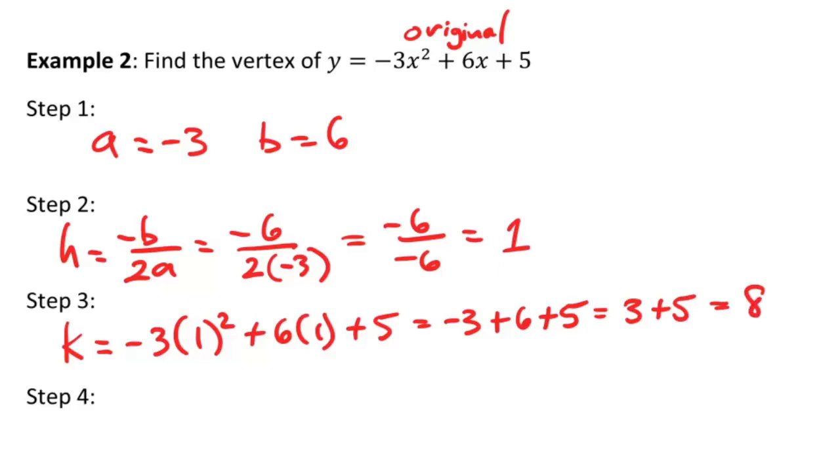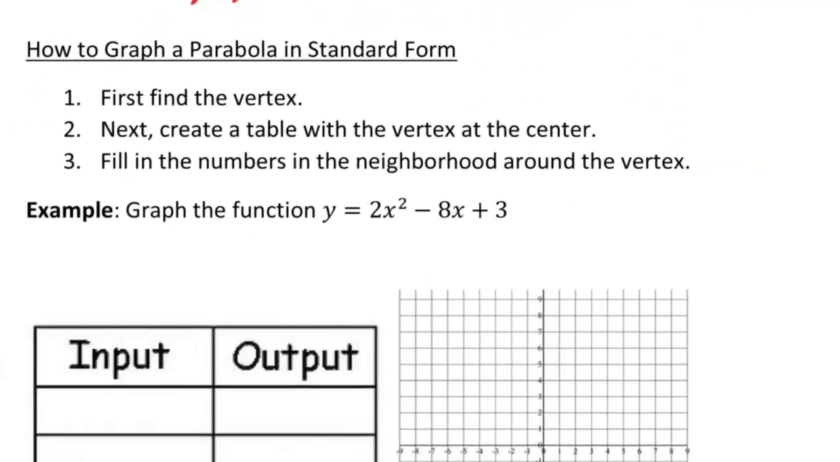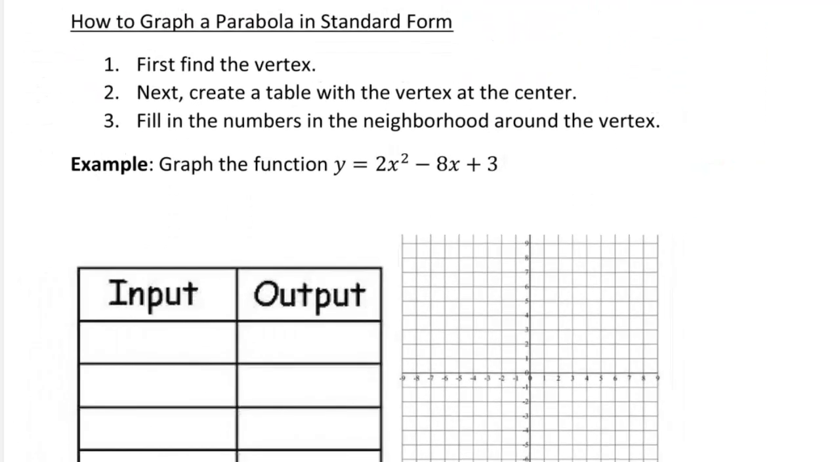Step 4 is to take the two values we've calculated and put them as a point. 1 is the x-coordinate of the vertex, and 8 is the y-coordinate of the vertex. Now, how would we graph a parabola in standard form? We first have to do what we've done in the last two examples. We have to find the vertex.